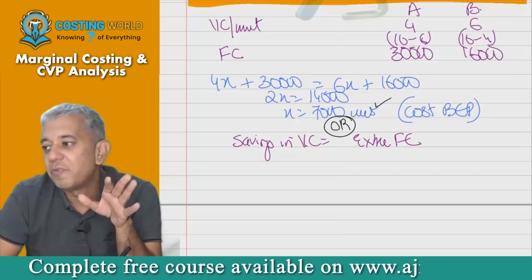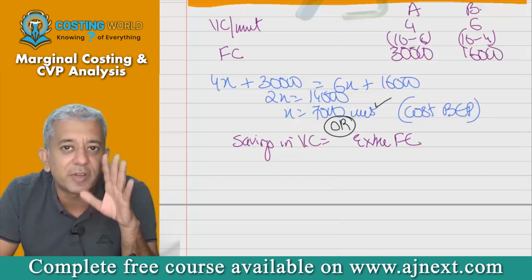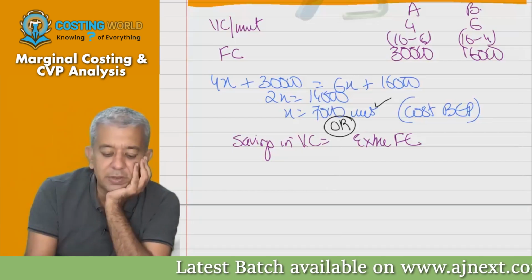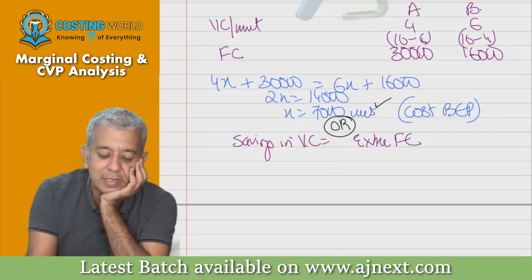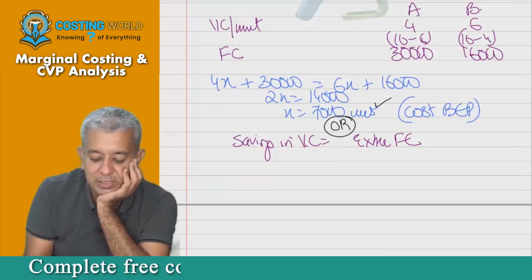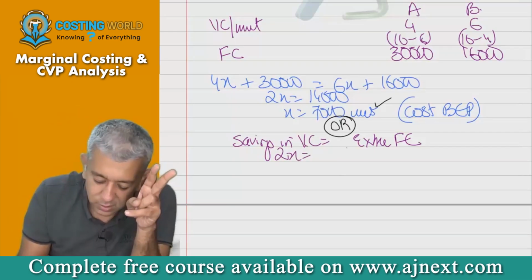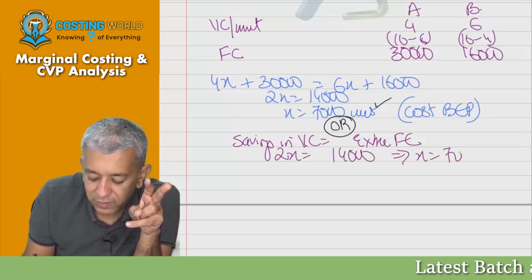Did you all understand this? At indifference point, you can buy any machine, so the advantage must be getting set off against the disadvantage. So in this case, if you start thinking in that manner, then I can do something like this. Savings in variable cost per unit will be 2 into number of units X is equal to extra fixed cost 14,000. X will be equal to 7,000 units.